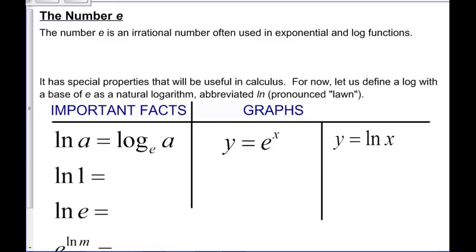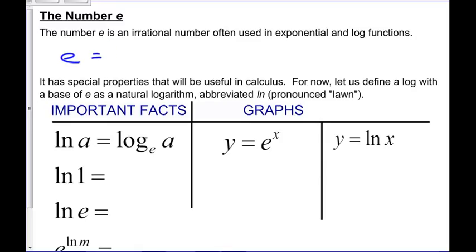Okay, the number e. Not in your book, but it's important for us to have a quick little glance at this because it's going to come up more and more. The number e is an irrational number, like pi. It's often used in exponential and log functions. Its actual definition is this.